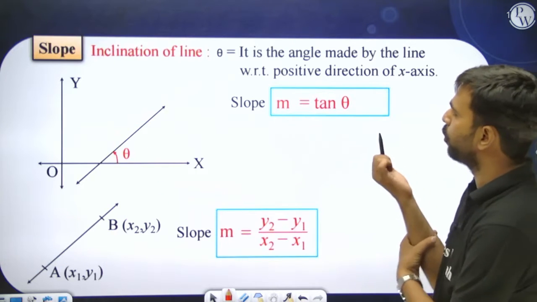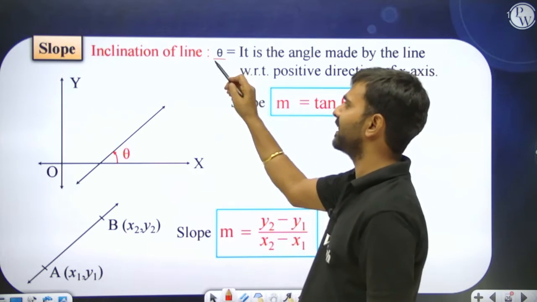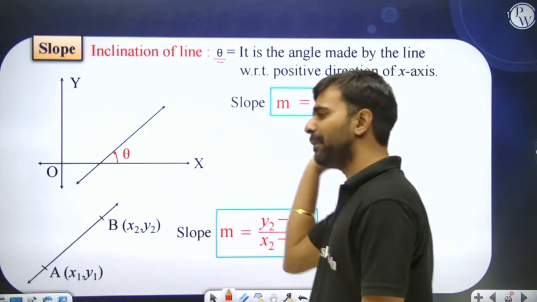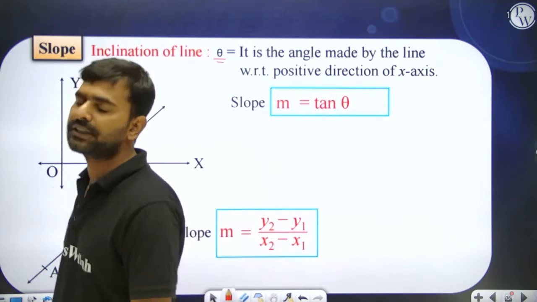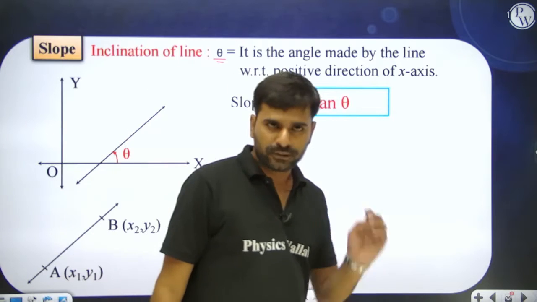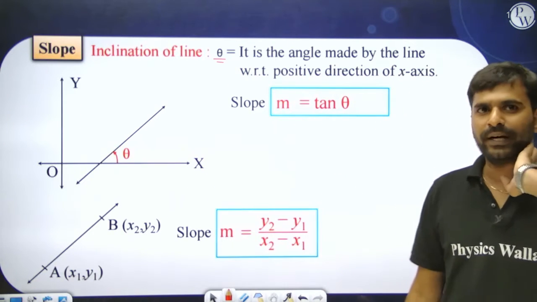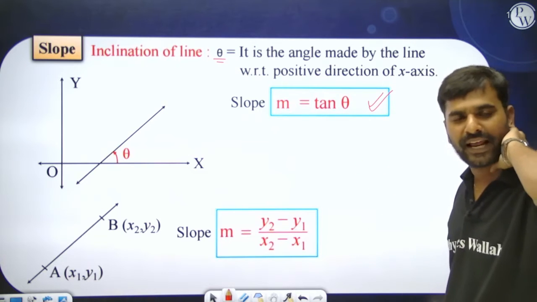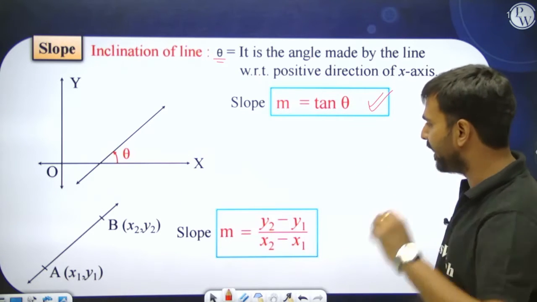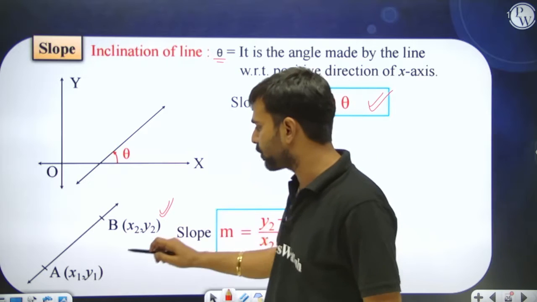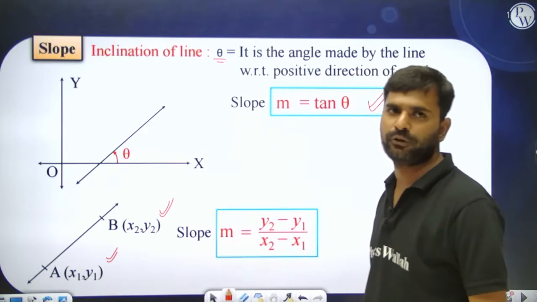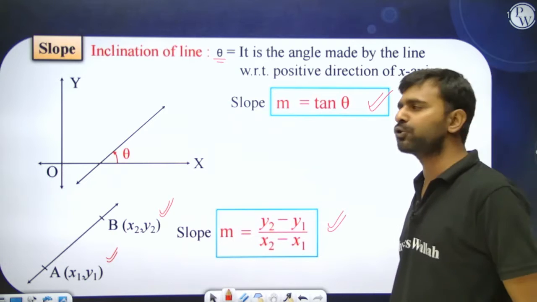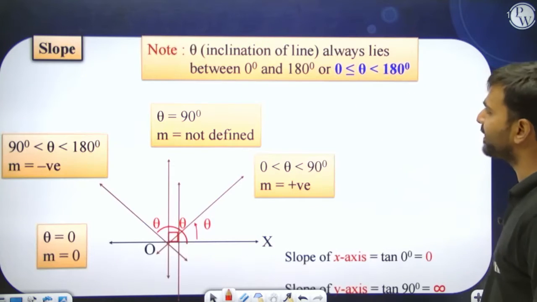Now, slope and inclination of a line is theta. We always measure the angle from the positive direction of the x-axis. If we are measuring the angle in the anti-clockwise direction, theta is taken as positive. The angle of inclination goes from 0 to 180 degrees for a line, and the slope is known as tan of that particular angle, tan theta. And if x2, y2 and x1, y1 are 2 points given, the slope can be written as y2 minus y1 upon x2 minus x1. So these are two ways of writing down the slope.